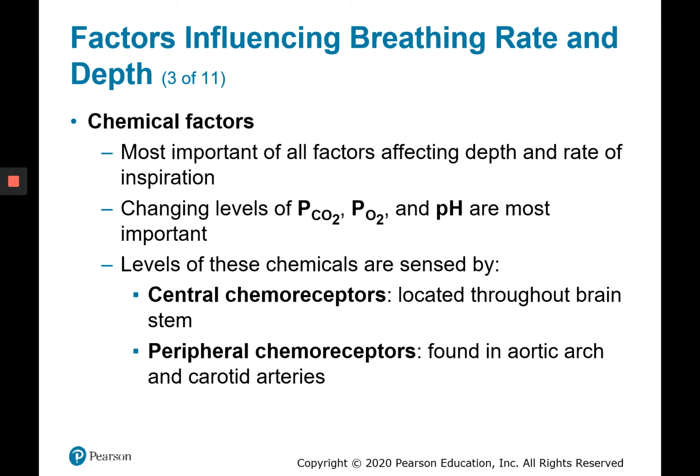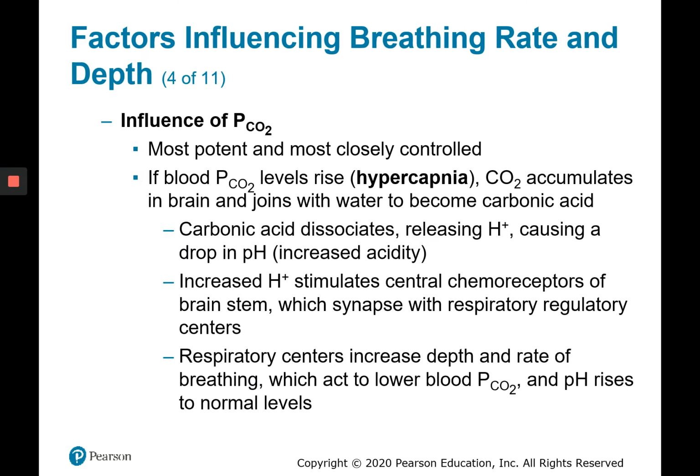These chemical factors are going to be monitored by central and peripheral chemoreceptors. Central chemoreceptors are located in the brainstem. Peripheral chemoreceptors are located in the aortic arch and carotid arteries. The most potent and most closely controlled chemical would be carbon dioxide. Carbon dioxide is the most potent respiratory stimulant for influencing breathing rate and depth.